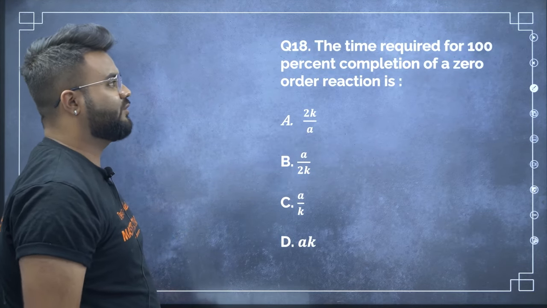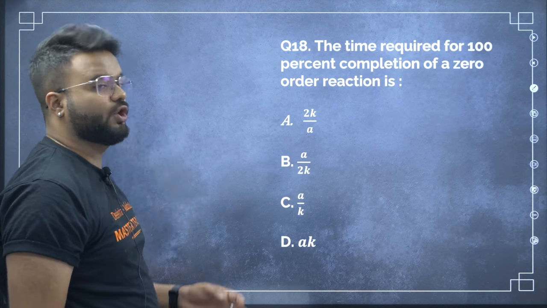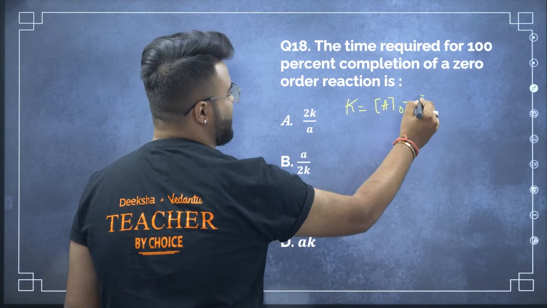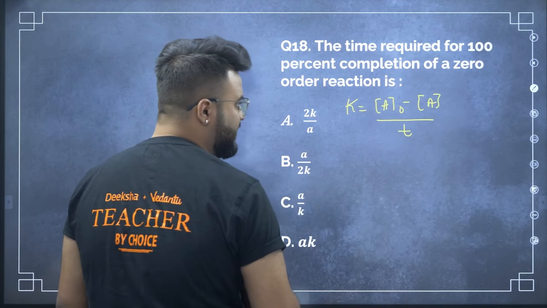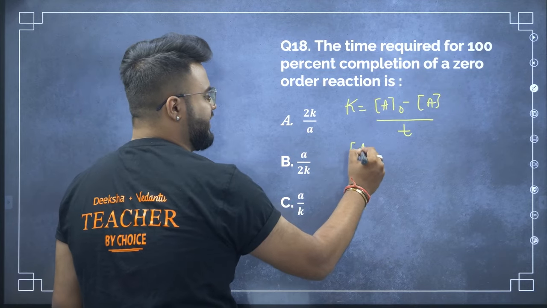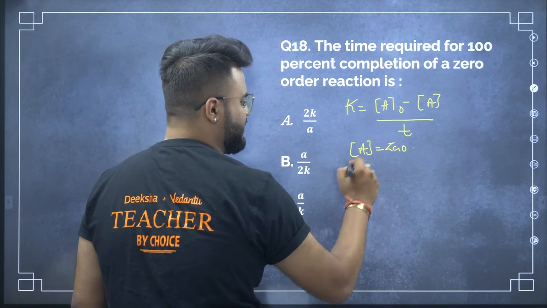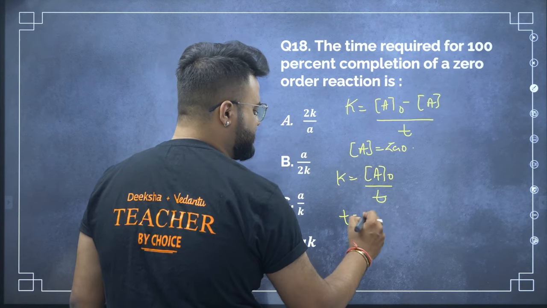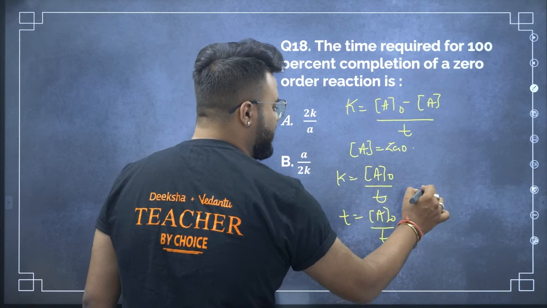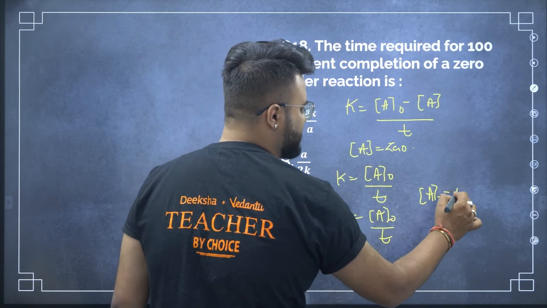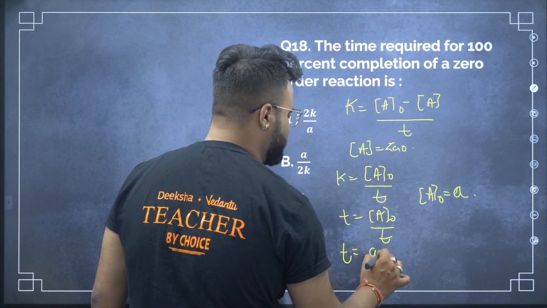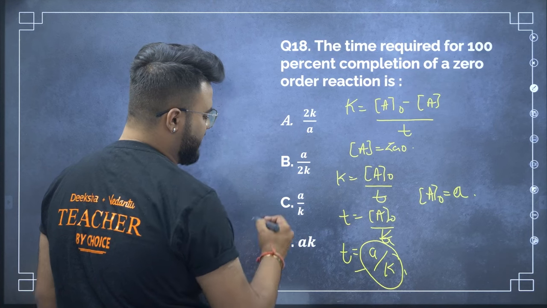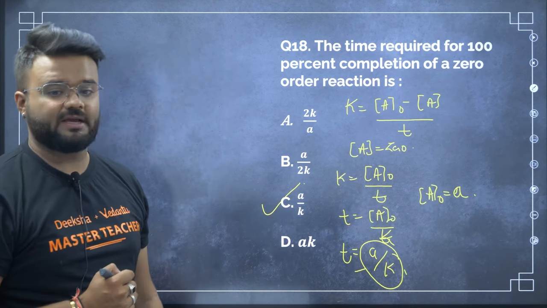Question number 18, the time required for the 100% completion of a zero order reaction. For a zero order reaction, we know the formula, that is initial concentration minus final concentration divided by time. Therefore, we know that final concentration will be zero. So we'll remove that. K is equal to initial concentration divided by T. Therefore, T is equal to initial concentration divided by K. So we take initial concentration as small letter a. Therefore, T is equal to a by K. Therefore, direct correct answer will be option C, that is a by K.